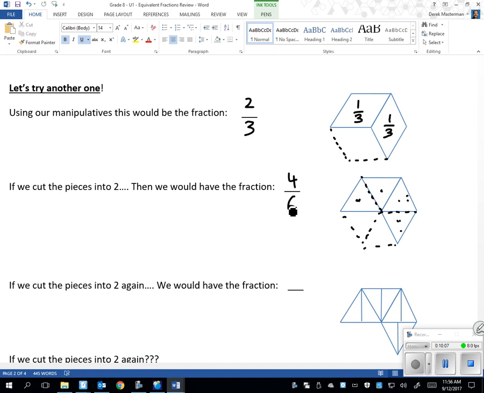I could take that again, and I could cut those pieces in half, just like we did earlier. How many pieces do I have now?